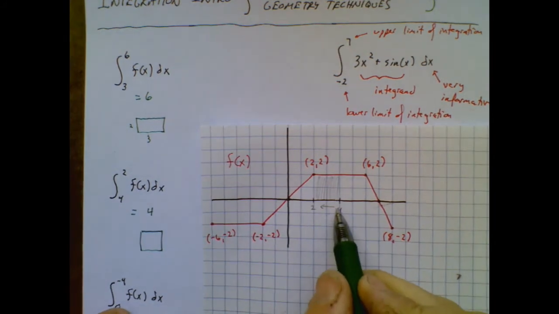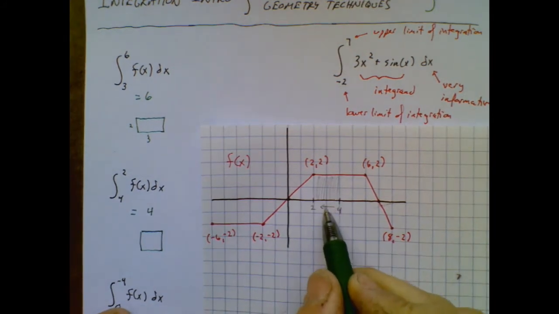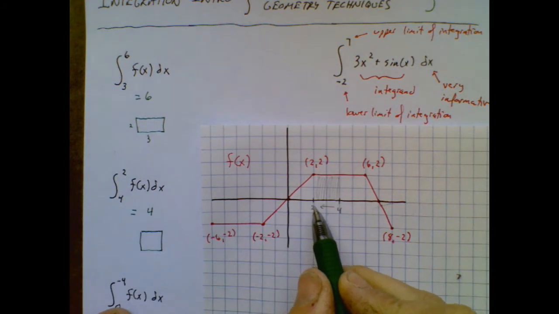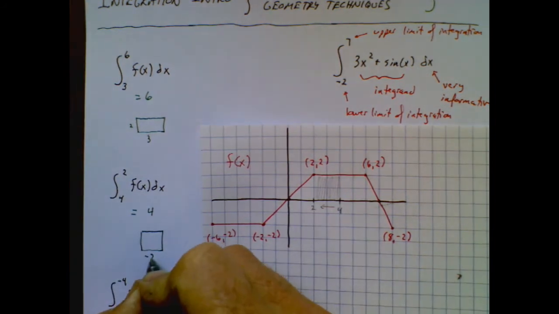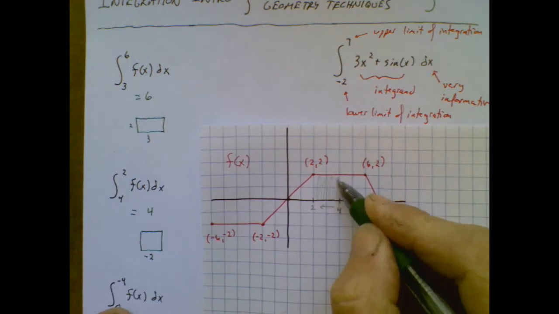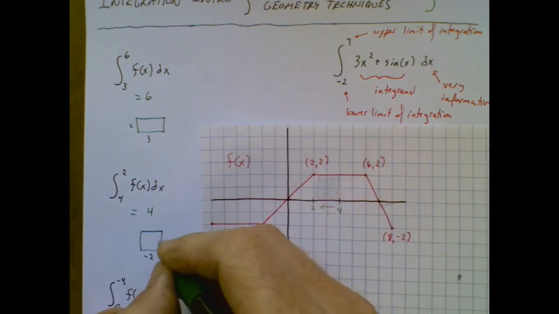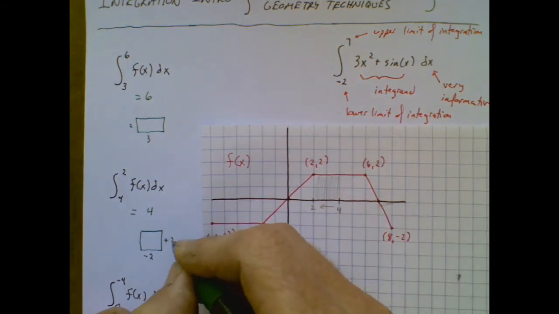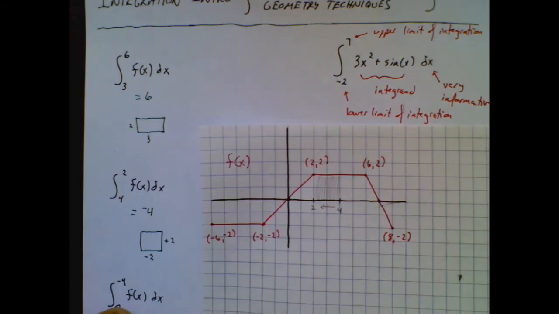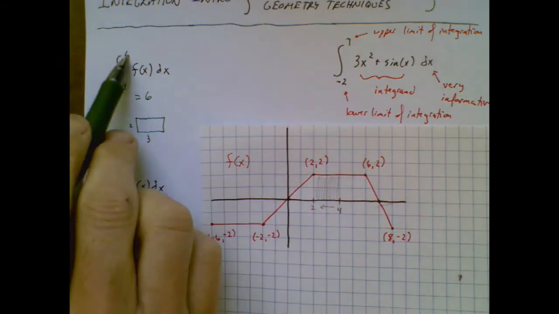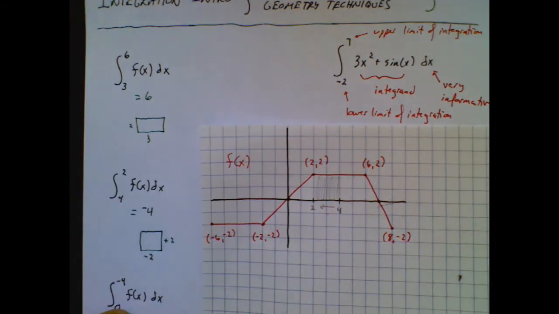In a case like this, we were traveling in the negative direction, so that's kind of like a -2. My region was above the x-axis, so that's kind of like a +2. Thus, the answer is -4. So paying attention to the direction of your limits of integration is a big deal.